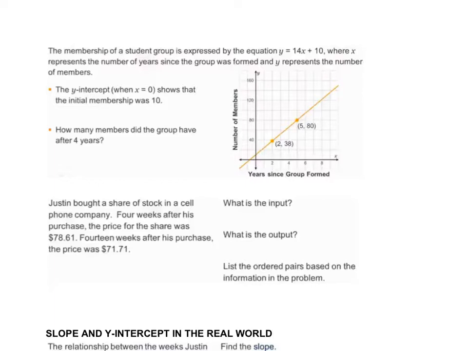On this next page, we're still looking at the same problem, where the membership of a student group is expressed by the equation y equals 14x plus 10, where x represents the number of years since the group was formed and y represents the number of members. We found the y-intercept when x is 0 shows that the initial membership was 10. The question is, how many members did the group have after 4 years?